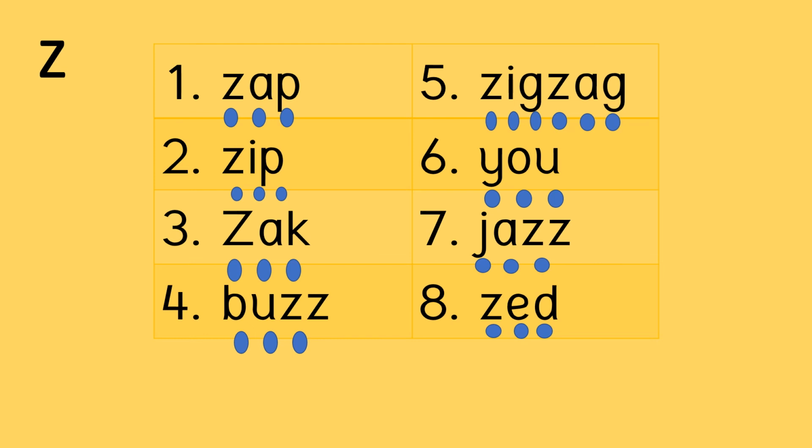Oh, number 5 looks a longer one, so I'm going to break this down. I'm going to go Z, I, G, zig, Z, A, G, zag, zig, zag, zigzag. Your turn. Excellent. Number 6 is our tricky word, and we've got y, oo, you. And number 7, j, a, z, jazz. Your turn. And number 8, z, e, d, zed. Your turn.